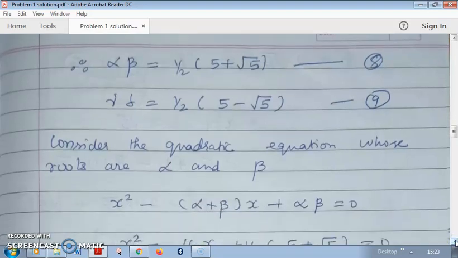Now, but we don't want alpha into beta and gamma into delta. We want alpha. What is the value of alpha? We want what is the value of beta, what is the value of gamma, what is the value of delta. This is what we are supposed to find. Therefore, consider the quadratic equation whose roots are alpha and beta. x square minus alpha plus beta into x plus alpha into beta equal to 0.